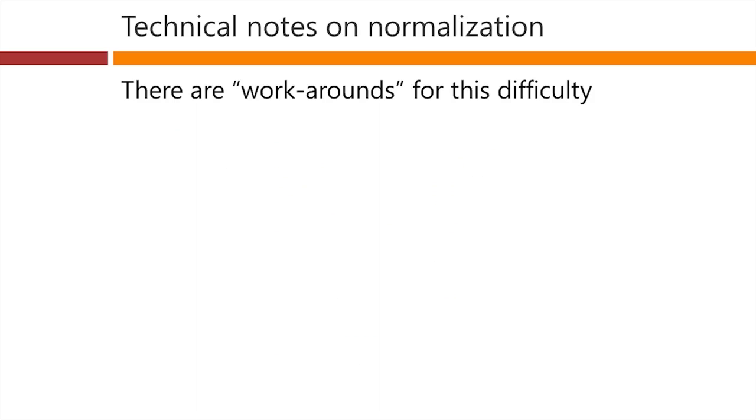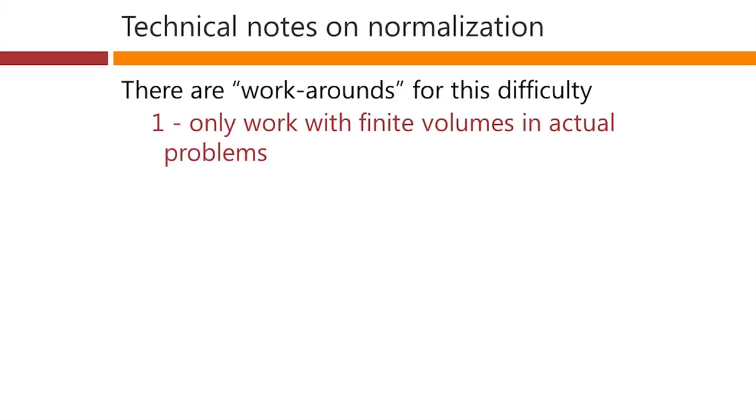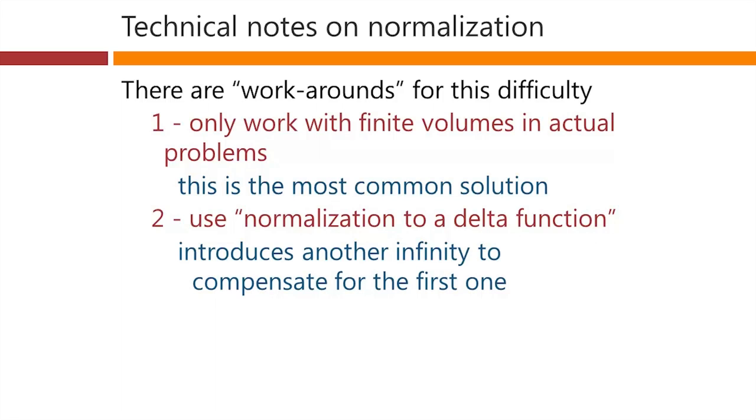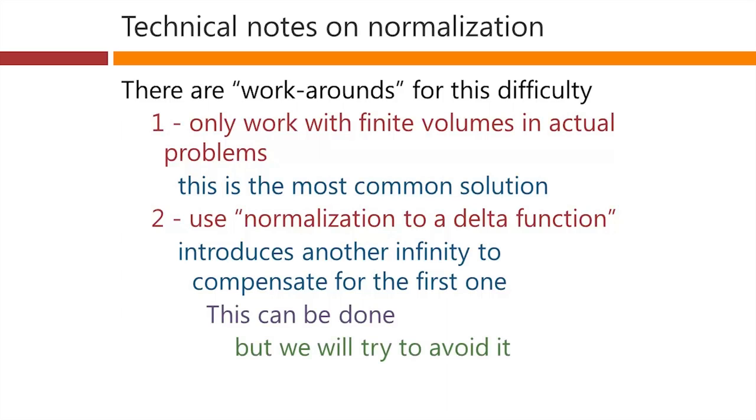Now, there are a few workarounds for this particular mathematical difficulty. One of them is, well, let's only work with finite volumes in actual problems we're going to solve. And this is the most common approach to solving this particular difficulty, and we will do that quite often. There is also another trick called normalization to a delta function. And basically what we're doing there is introducing another infinity to compensate for the problems we introduced by putting in the first one. This can be done, and we could go through the mathematics of that, but we won't do that here. We're going to try to avoid having to invoke this particular technique.